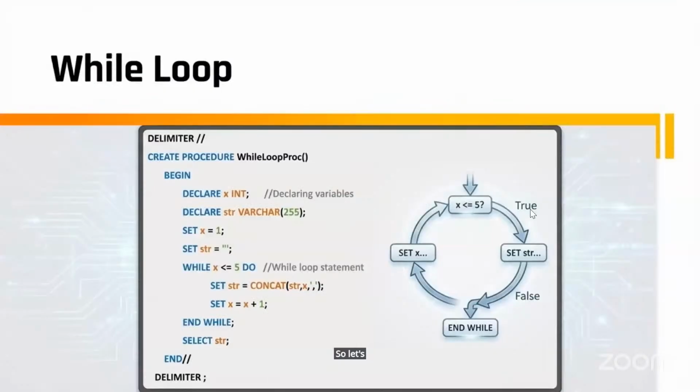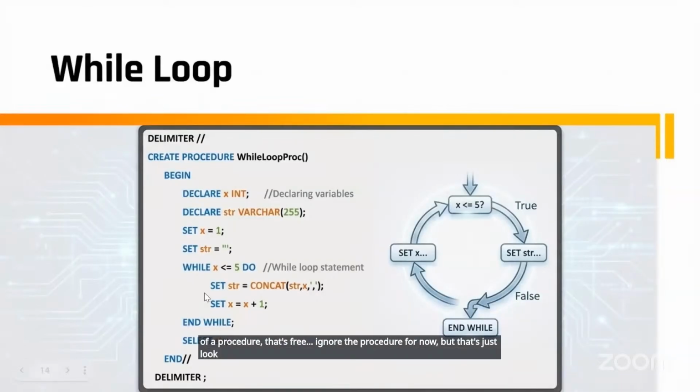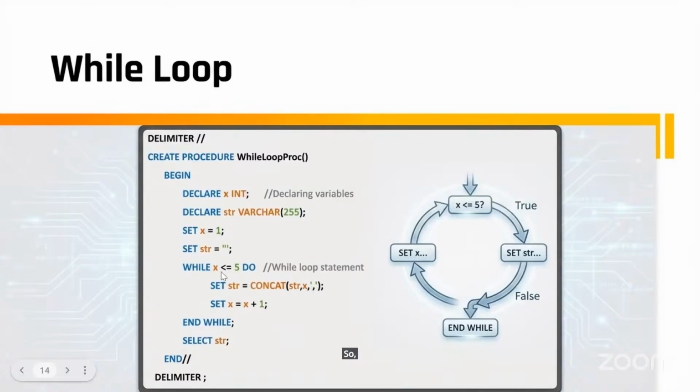So let's take a look at the example here of a procedure. Ignore the procedure for now, but let's just look at the while loop here. So while x is smaller than 5, then you'll do the concatenating string with it.